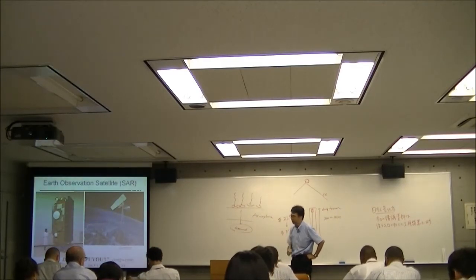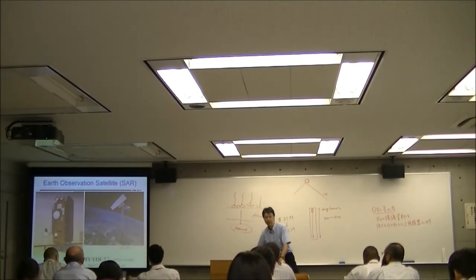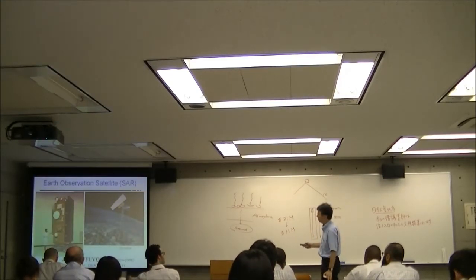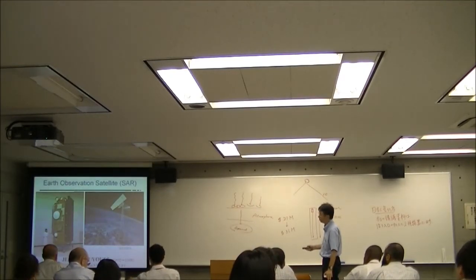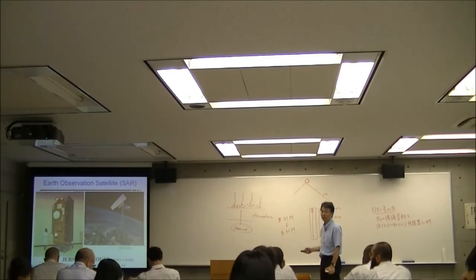And the next one is the Earth observation satellite, SAR, synthetic aperture radar. This is not a passive type of sensor, but this antenna will emit an RF signal to the ground, and then the reflected signal on the ground comes back to this antenna. So this is called synthetic aperture radar. This is a two-way radar. So then what kind of feature was used?